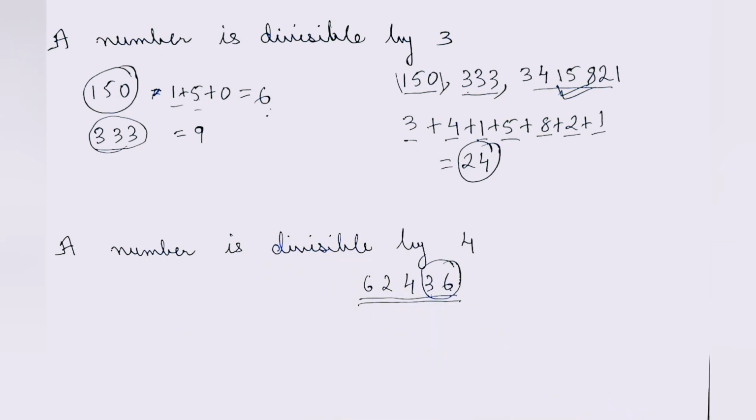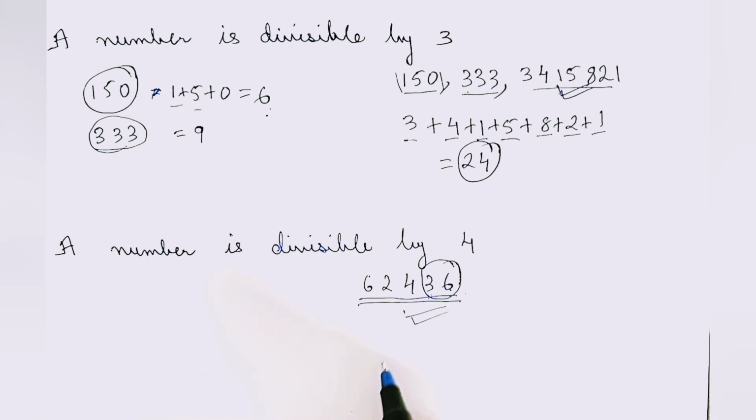Now, is 36 divisible by 4? The answer is yes, 4 into 9 is 36. If the units and tens place is divisible by 4, then the number is divisible by 4.